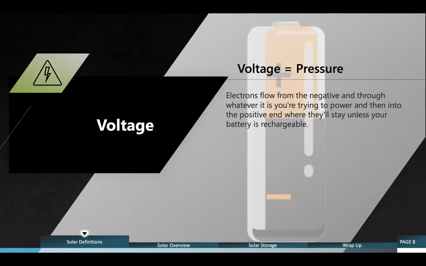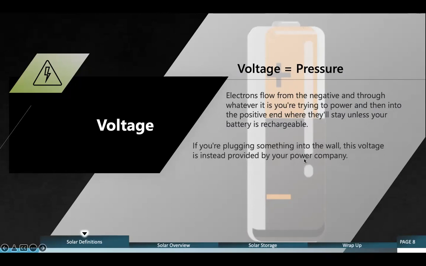Electrons flow from the negative through whatever you're trying to power and then into the positive end, where they'll stay unless the battery is rechargeable. That's simple enough. Electrons are going to flow from the negative end, right here at the bottom, through, let's say, the remote, and then they store here. The battery dies once there's no more power electrons here.